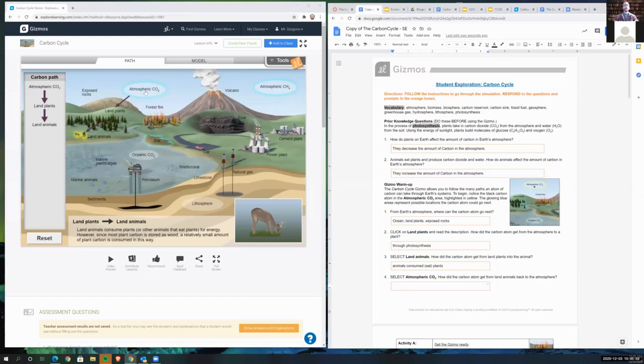Now we click atmospheric CO2. How did the carbon atom get from land animals back to the atmosphere? Well, let's read it. Land animals to atmospheric CO2 in the process of cellular respiration. Oh, hey, look at that, guys. Remember that? Animals and plants break down glucose to produce energy. They release carbon dioxide and water into the atmosphere. So how did the carbon atom get from the land animals back to the atmosphere? Through cellular respiration. Now, if any of this is confusing to you, maybe you haven't been paying attention to the work you've been doing. Pay very careful attention to what it's telling you in these descriptions, okay?